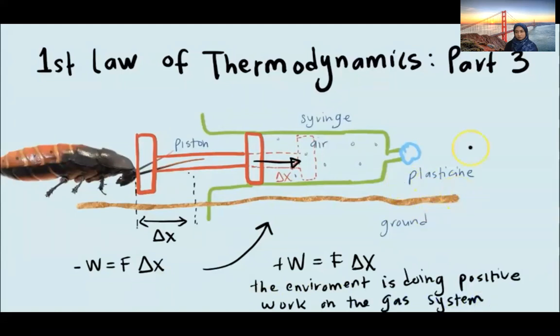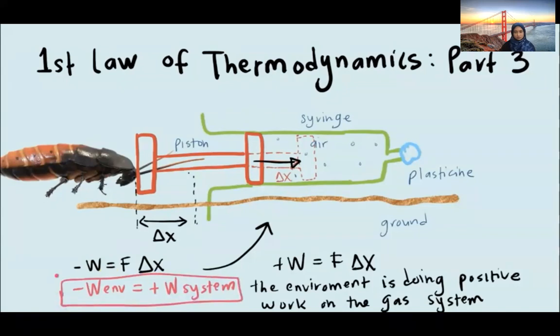So how can we write this? Negative work by the environment is equal to positive work on the system. This is your first equation that you need to know. Positive work done on the system is equal to negative work done by the environment. In this case, Abu is our environment and the system is our gas.